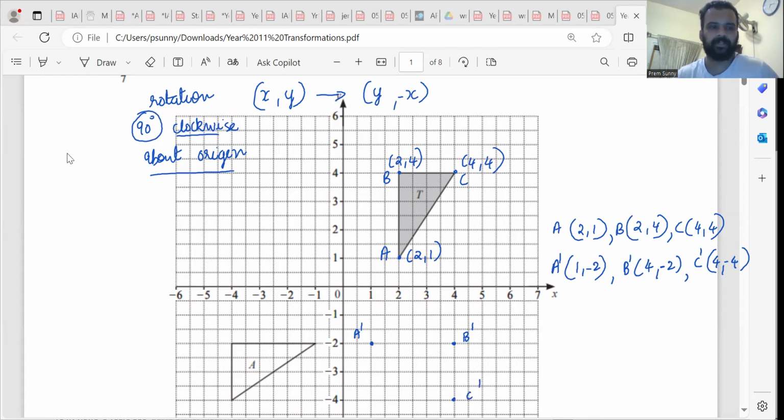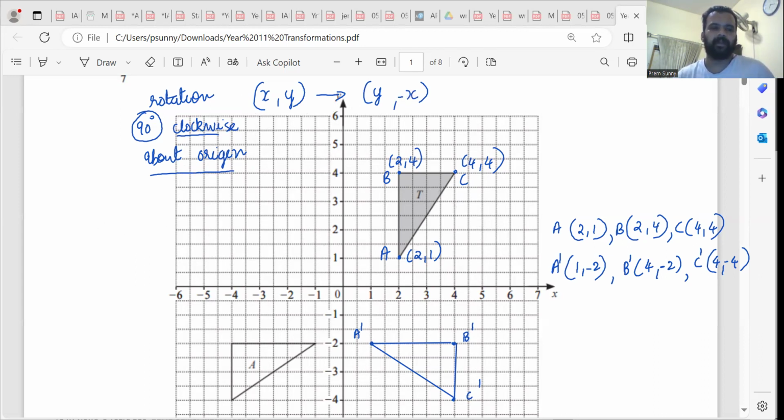What we need to do now is just join these, first the base and the height, and then this will be the diagram or the image after rotating triangle T 90 degrees clockwise about the origin. So this is a method where you don't have to use tracing paper. The problem with tracing paper is that sometimes you won't be able to get the exact coordinates. That problem will be avoided if you use this method: 90 degrees clockwise about the origin, XY becomes Y comma X, swap X and Y, and then change the sign of the X here.